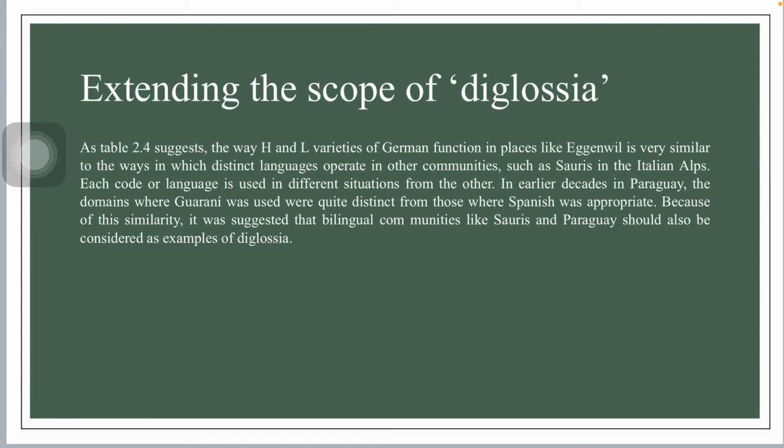And the last one is extending the scope of diglossia. As suggested before, the way H and L varieties of German function in places like Egenwil is very similar to the way in which distinct languages operate in other communities, such as Sauris in the Italian Alps. The criteria which identify diglossic communities were initially interpreted very stringently, so that few communities qualified as diglossic. Soon, however, it became clear that some sociolinguists felt that the term could usefully be extended.